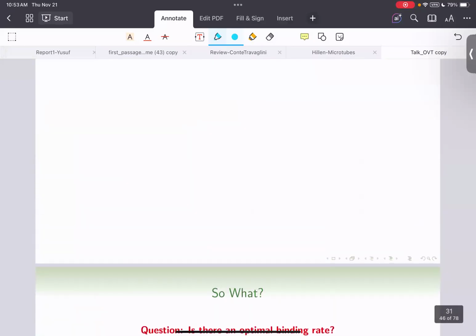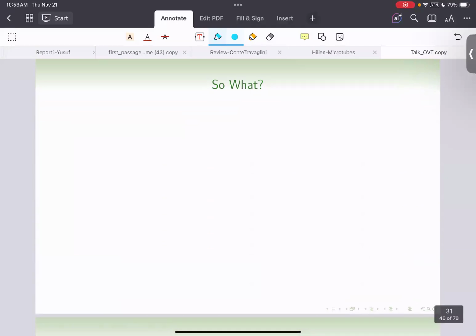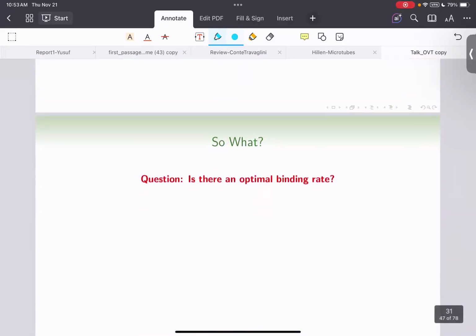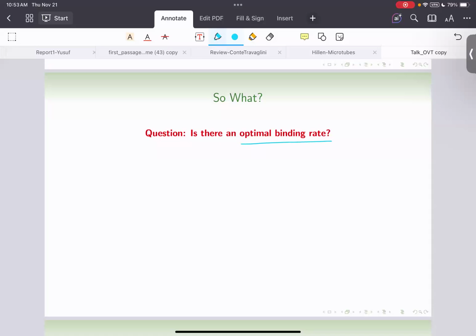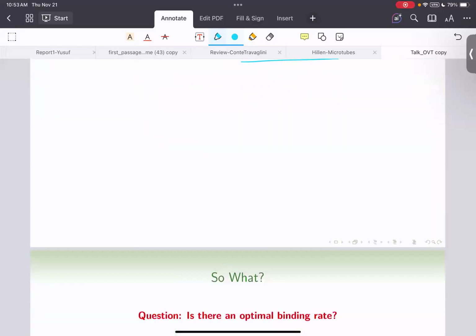Okay. All right. So I talked a lot about models and short and fast times and parameter values. And we probably all forgot what we want to do. So what did we do? What do we want to learn? Oh yeah, is there an optimal binding rate? That was the question. Okay.